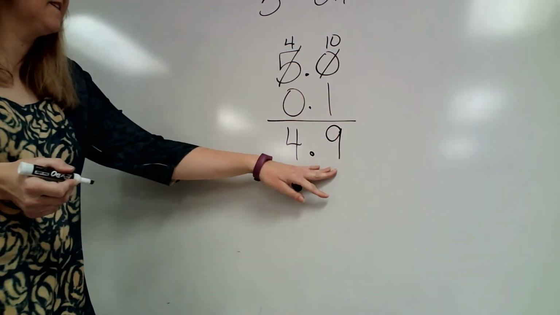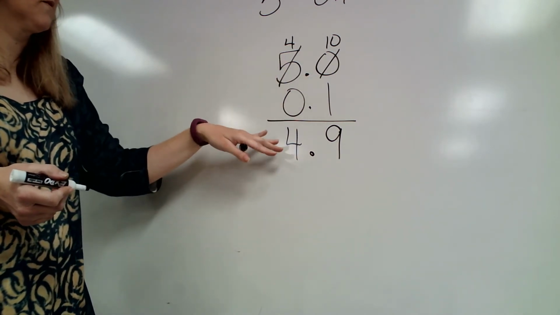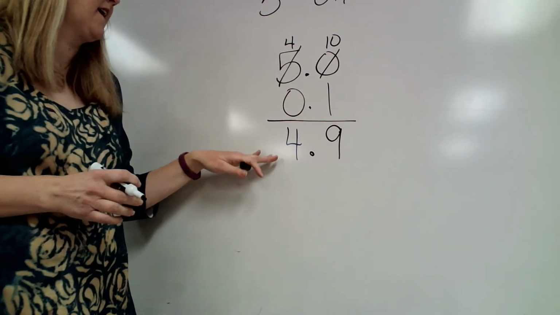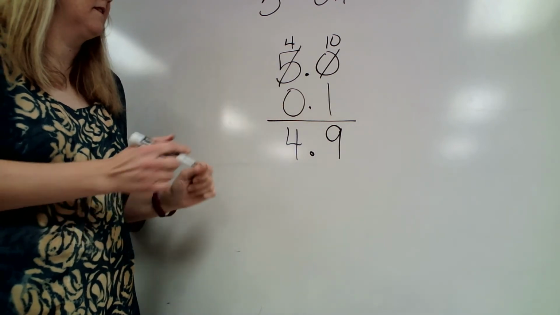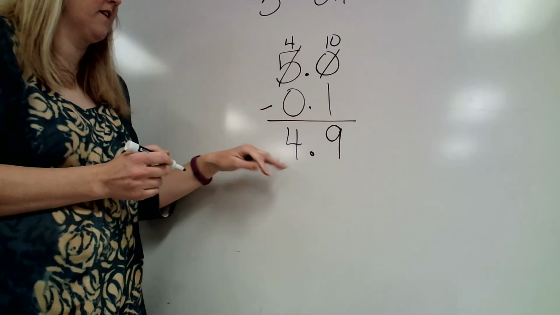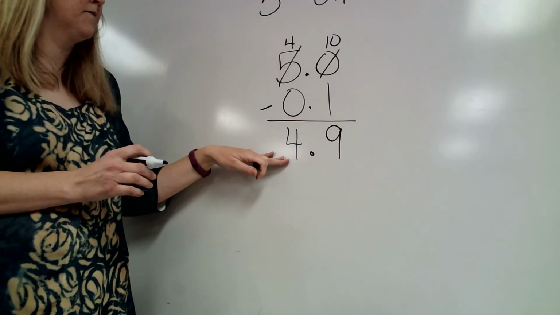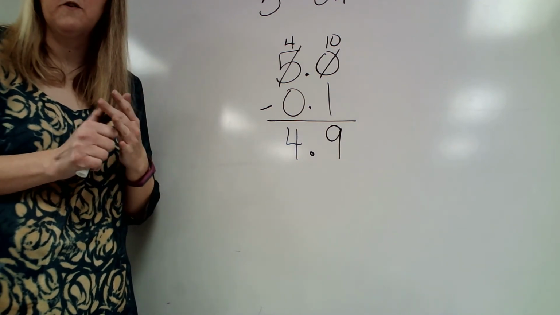So 4 and 9 tenths would be the same as, well, if we were going to check this, is actually what I was trying to say. If we checked this, we can add 4 and 9 tenths plus 1/10, and then we would get 5. So that's a way that we check. We can check subtraction by adding our answer plus what we subtracted. So that would give us back the 5 wholes.